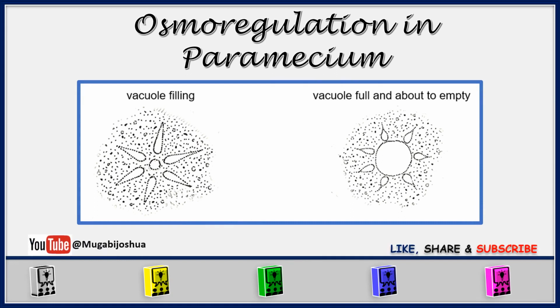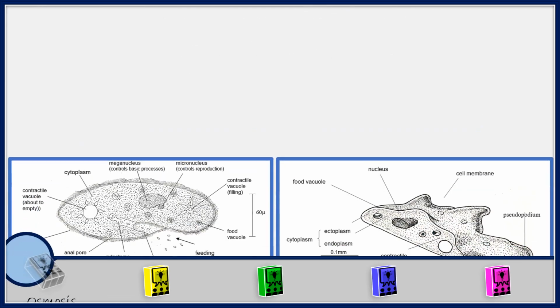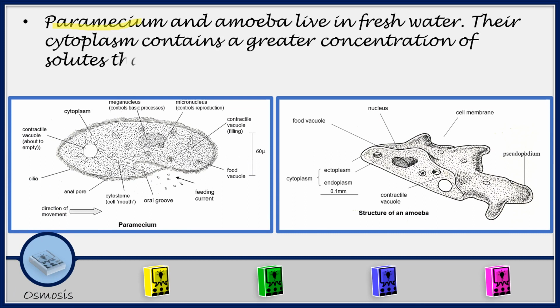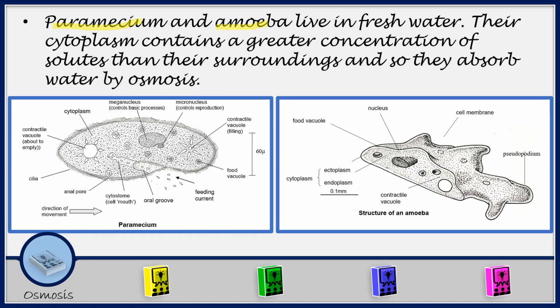I welcome you to Osmoregulation in Paramecium. Paramecium and amoeba live in fresh water, and their cytoplasm contains a greater concentration of solutes than their surroundings. So, they absorb water by osmosis.